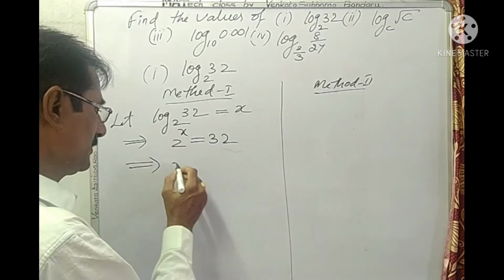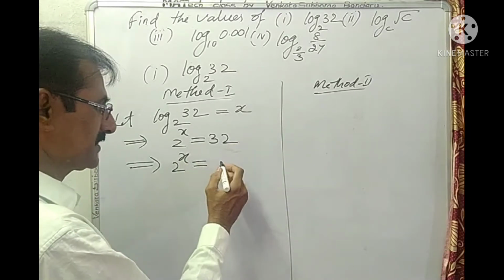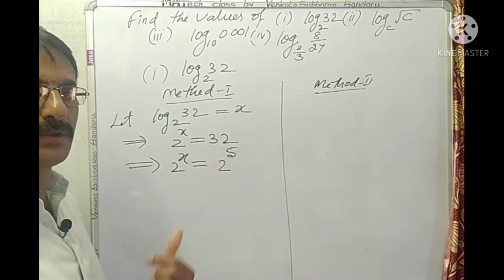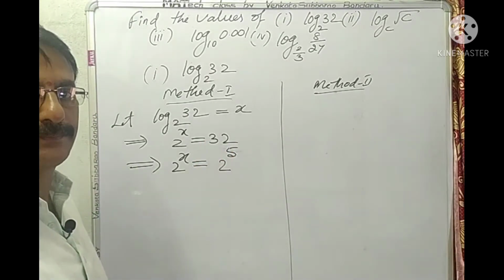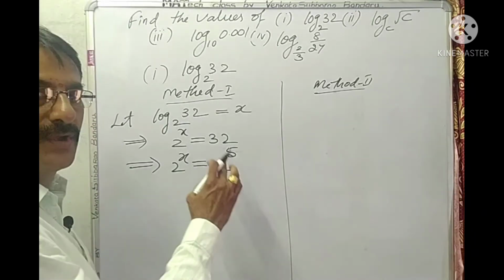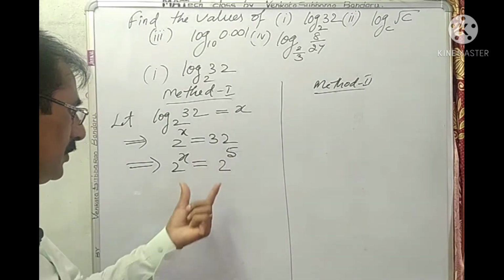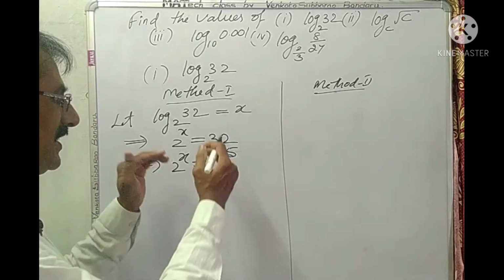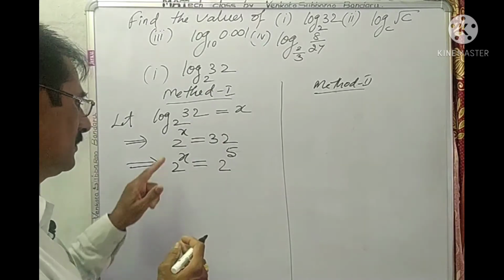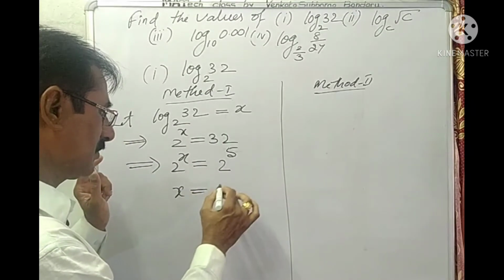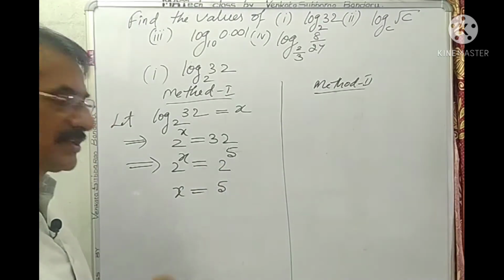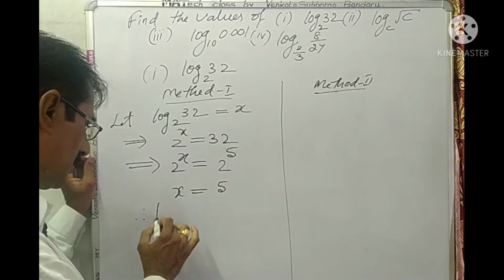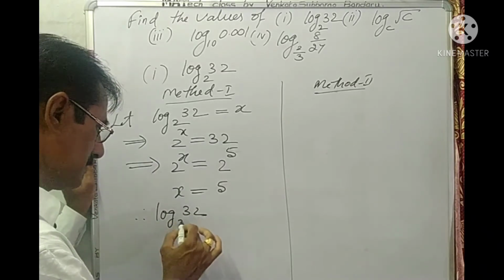And also we can write 2 to the power of x equal to 32, and express 32 as 2 to the power of 5. We can express 32 as a product of primes: multiplying 2 by itself 5 times we get 32. Now we observe on both sides bases are equal. If the bases are equal on both sides, then exponents are also equal. What is the exponent on the left side? x. On the right side? 5. So we got the x value of 5. Therefore we can write log 32 base 2 equal to 5.